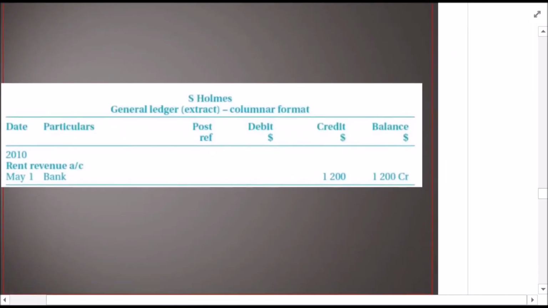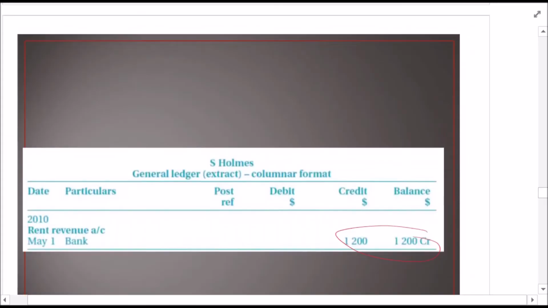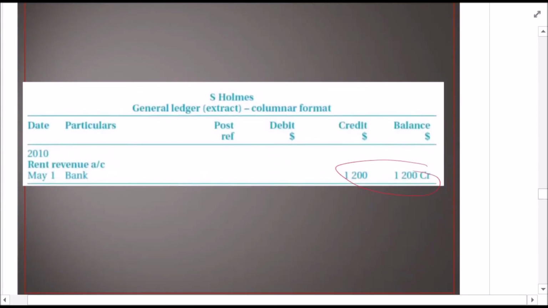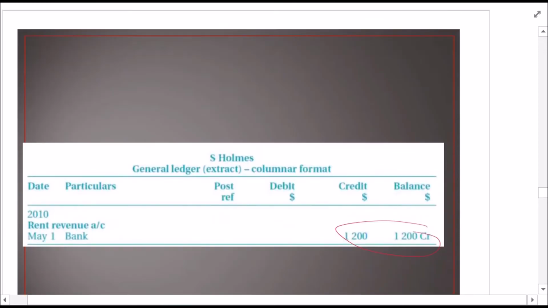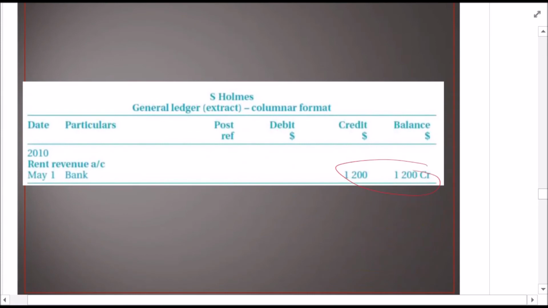So this is what the account would have looked like. Rent revenue account. It would have been credited, since it's revenue. Revenues normally have a credit nature and normally increase with a credit. So we need to recognise we've got some money in here that we may not have earned yet. So we're going to need to take away that $400 that we haven't earned yet, and then bring this down to the true figure, which would be about $800.